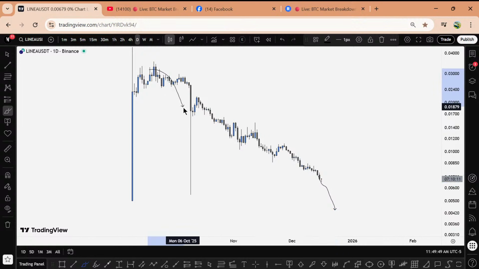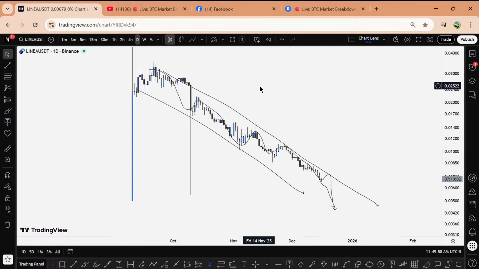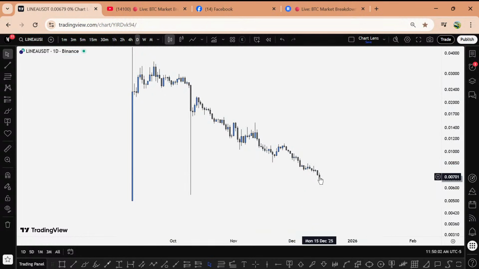Dump, little pump, dump, little pump, then dump. So in short, this is clearly moving in a bearish trend. So don't ever try to buy it. Just sell it. If you have any holding in it, just sell it at CMP and try to buy any good pair.